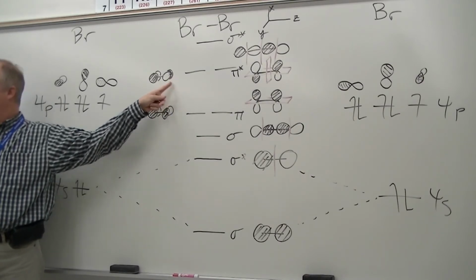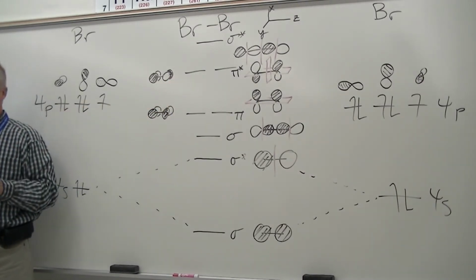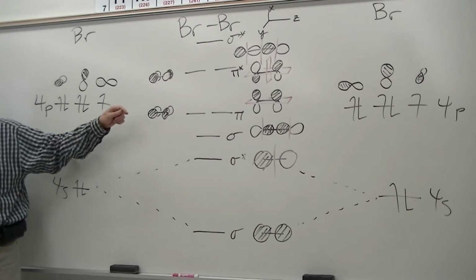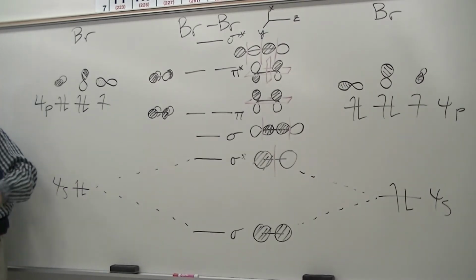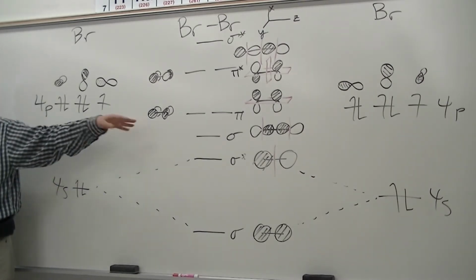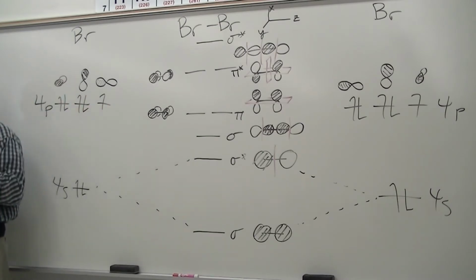And they can share the same orbital as PX? Or no? So they're the same energy because they're the same size. They have the same number of nodes. Everything's the same about them except their orientation in space. The PX goes up and down, the PY goes front and back, but everything else about them is the same, so they're the same energy.